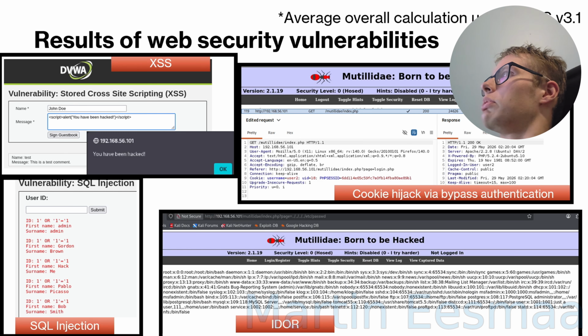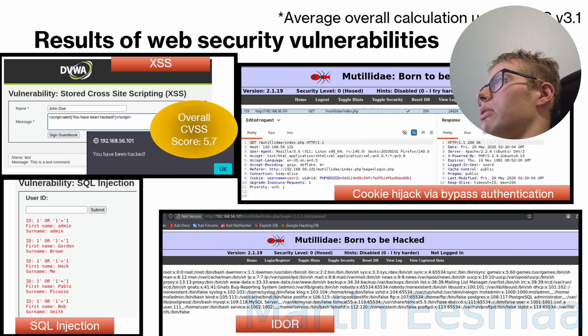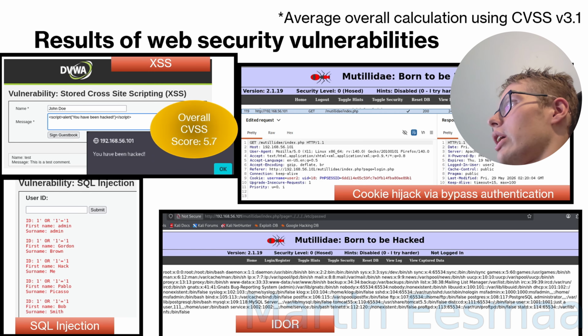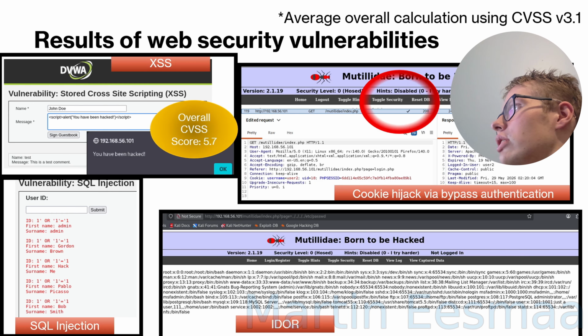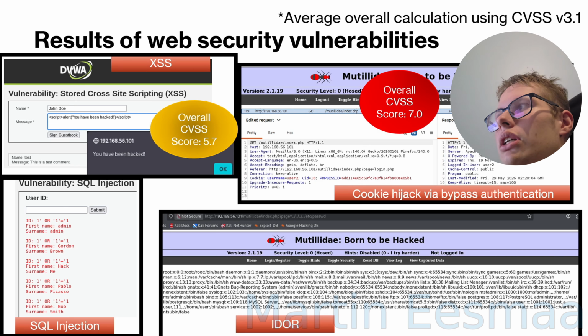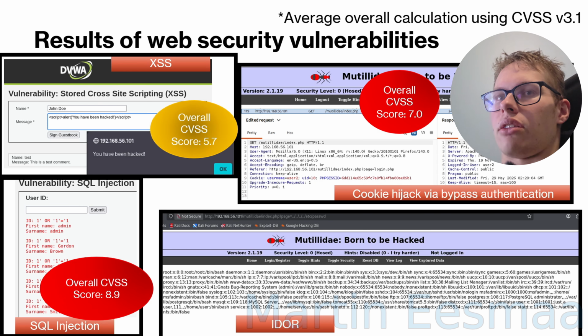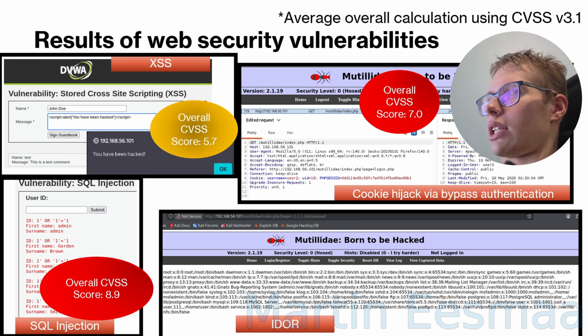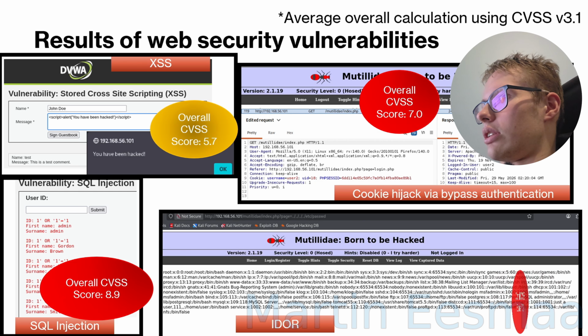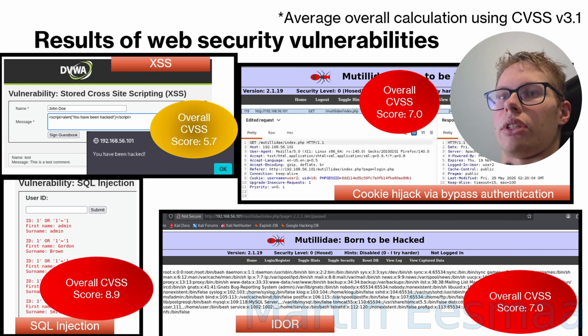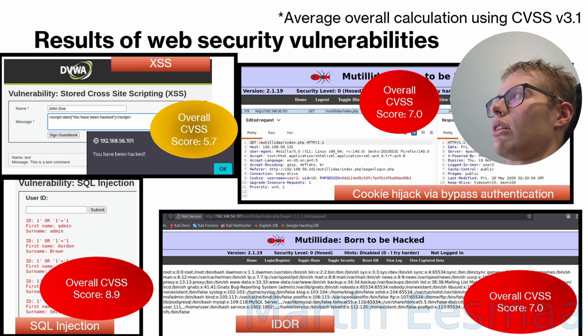Here are the results of web security vulnerabilities. The first one, XSS, is 5.7, medium. The second one, cookie hijack via bypass authentication, is 7.0, which is high. The third one, SQL injection, is 8.9, which is very high. And the last one, IDOR, is 7.0, which is high to medium. I calculated it using CVSS version 3.1.